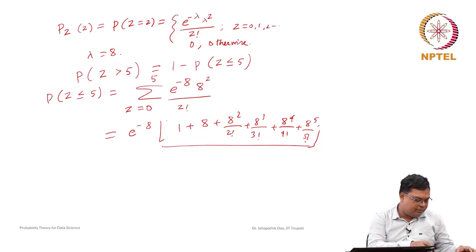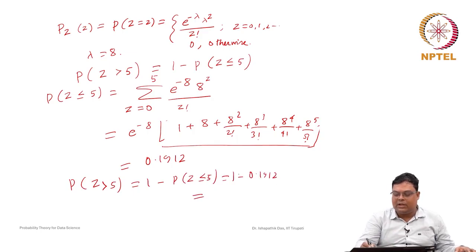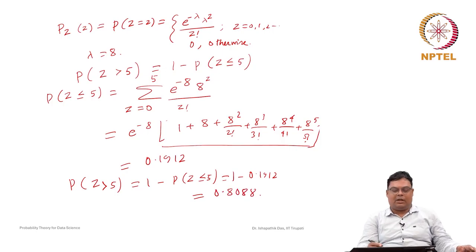You can use a calculator to check this value. It is 0.1912. So now the probability that Z is greater than 5, which is the question, is 1 minus the probability that Z is less than or equal to 5, which is 1 minus 0.1912. You can simplify this, and it comes to 0.8088. So this is one use of the sum of Poisson random variables.